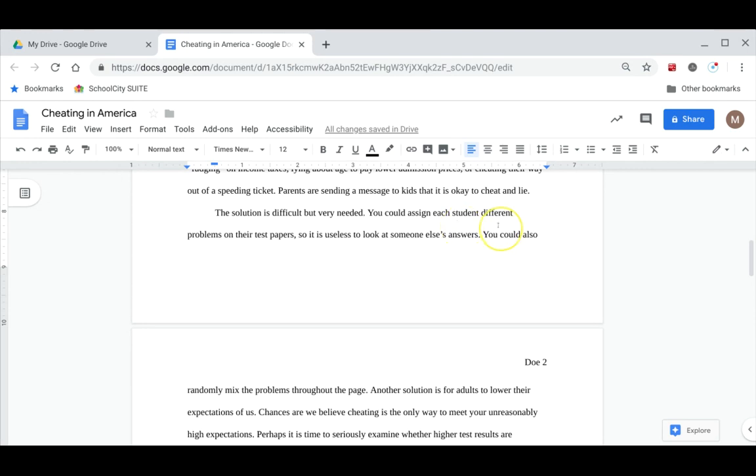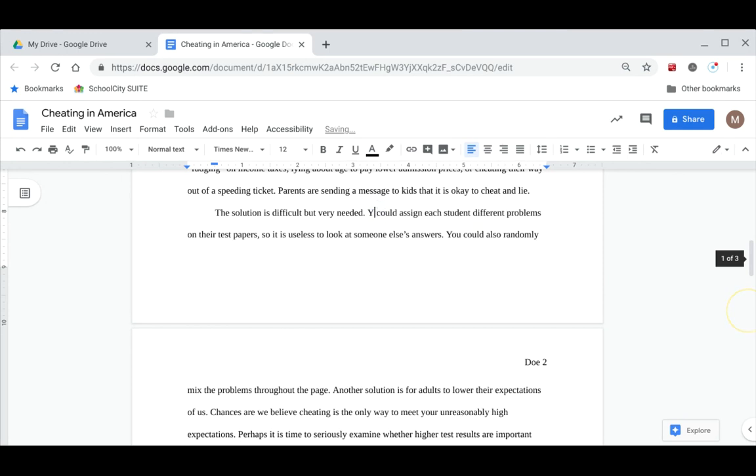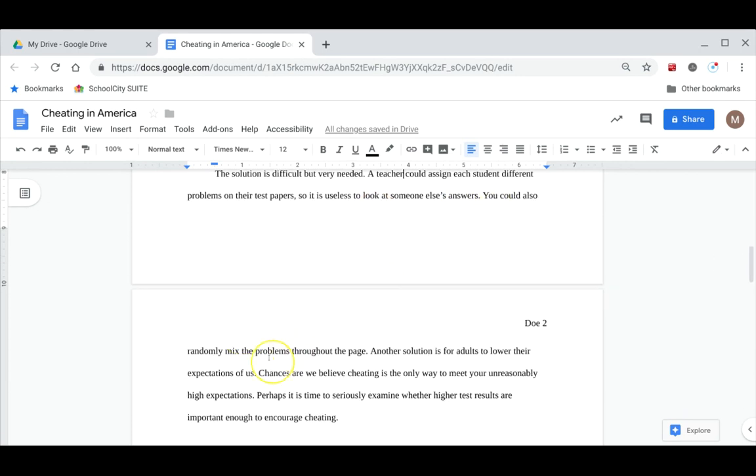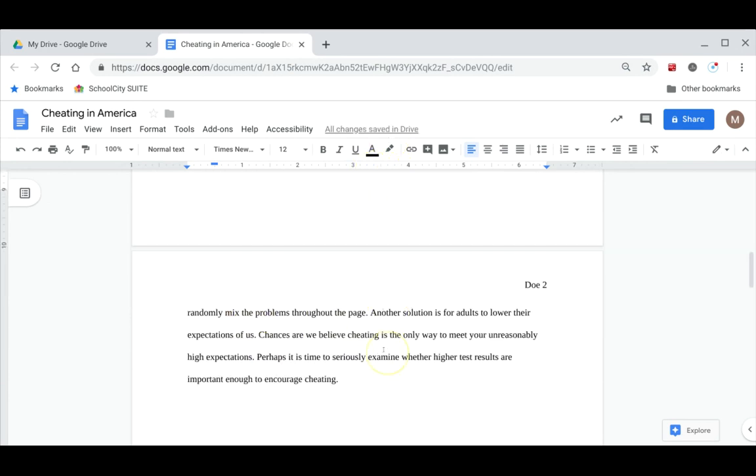You could assign each student different problems on their test papers. You is talking about teachers, so I could say a teacher could assign each student different problems on their papers, so it's useless to look at someone else's answers. You could also randomly mix the problems throughout the page. You could say they, because we already introduced teacher here, so they could also randomly mix the problems throughout the page.